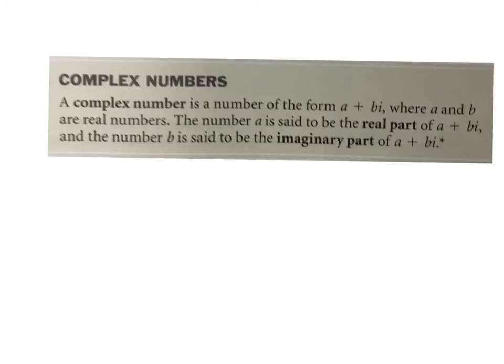Complex numbers. Complex numbers look like this. They come in the form a plus bi. a and b are real numbers. The a part is called the real part because it doesn't have the i, and the bi is called the imaginary part, or b is said to be the imaginary part of the complex number. So complex number, a plus bi, a is the real part, b is the imaginary part.